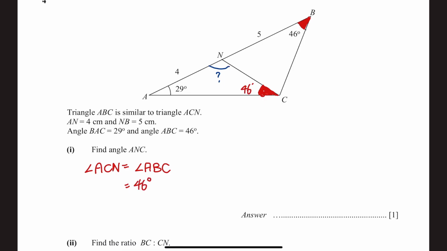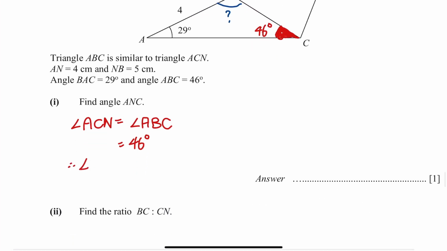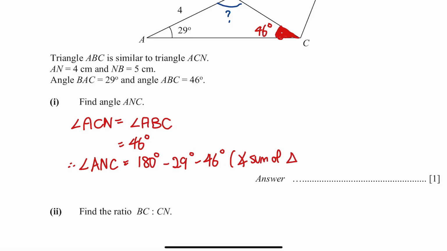Therefore, in this triangle, to find this unknown angle here, it is simply the angle sum in a triangle. Therefore, angle ACB is equal to 180 degrees minus 29 degrees minus 46 degrees. Then we state the reason: angle sum of triangle equals 180 degrees. Therefore, you'll get your final answer to be 105 degrees. And this is for part 1.